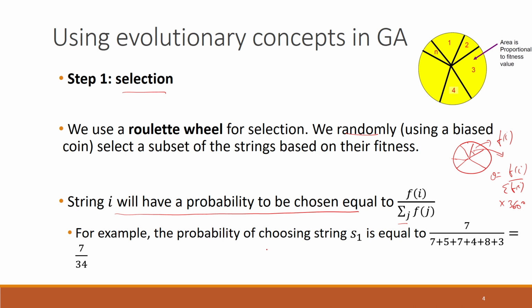So for example, for the 6 strings that we had initially generated from S1 to S6, the probability of choosing string S1 is equal to 7 divided by 34, because 7 was the fitness value of this first string and 34 is the sum of the fitness values of all the 6 strings that are there. In this way we can calculate the probability of choosing these different strings.